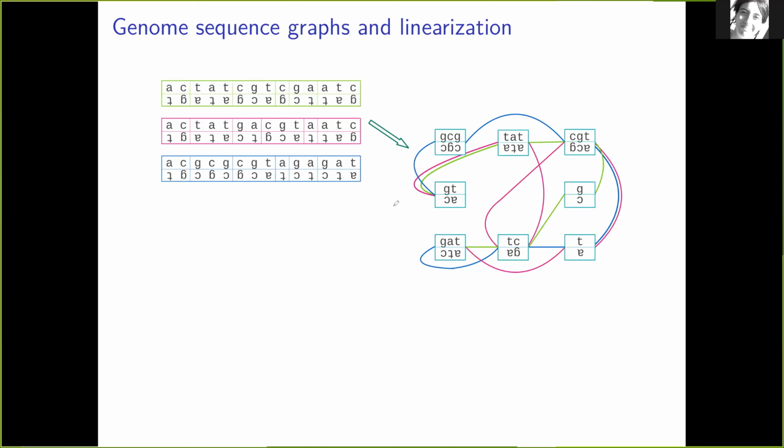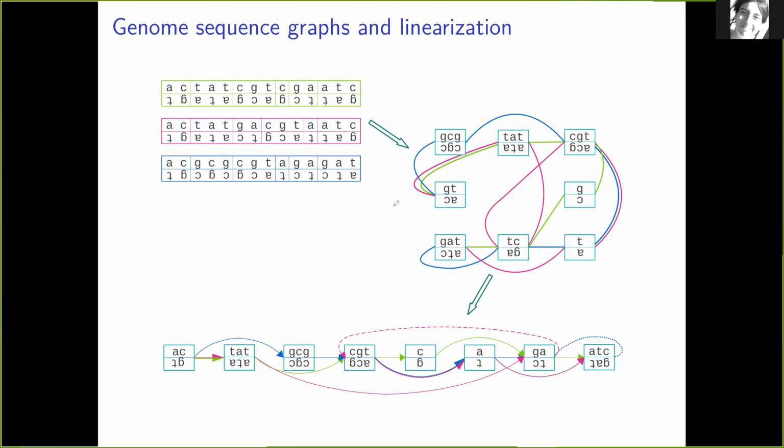Let's talk about linearization of genome sequence graphs. What is linearization? We want to order and orient all the nodes in the graph. So we have to define a linear order on the set of nodes, and every node has to be oriented. That means that one of its strands will be the main strand, or alternatively, every node has two sides, and one of its sides will be called inside, and the other side will be called outside.